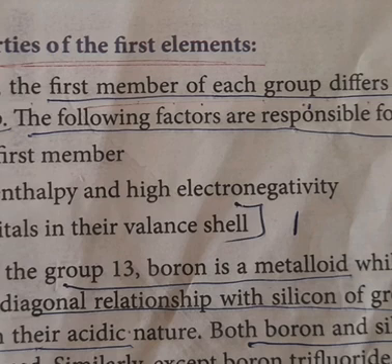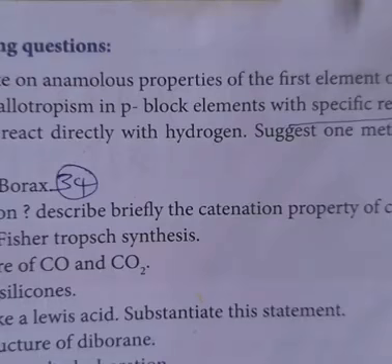They are the anomalous properties of the first element. In p block elements, the first member of each group differs from the other elements of the corresponding group, and also there are 3 factors. What are the 3 factors? Small size of the first member. Second, high ionization enthalpy and high electronegativity. The third point, absence of d orbitals in their valence shell. That much. Then question number 2.